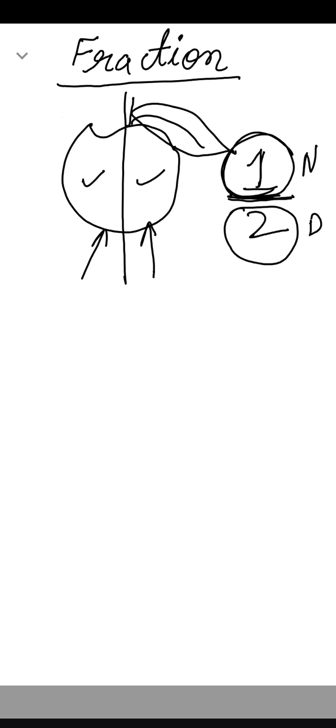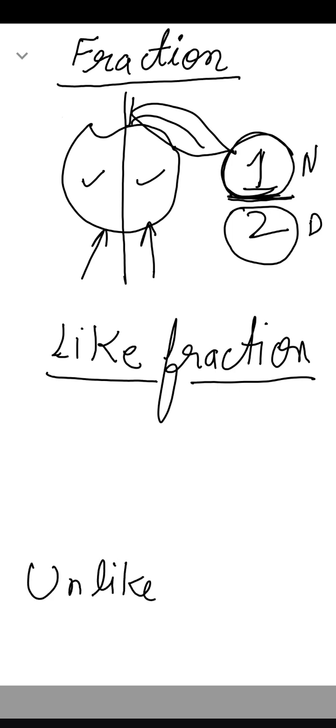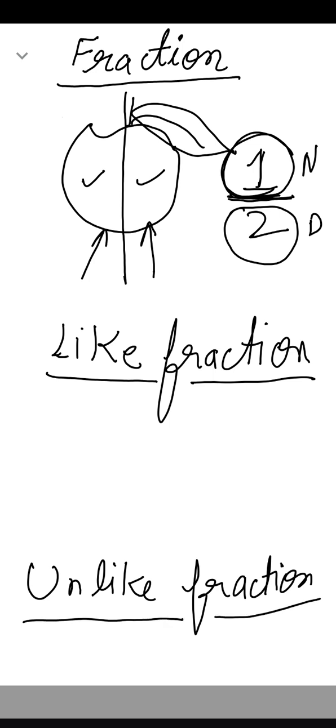Children, there are many types of fractions. The basic ones I just started with. Two major types I will first discuss with you all. The first one is called like fraction. And the second one, unlike fraction. So what is the basic difference between these two, like and unlike?